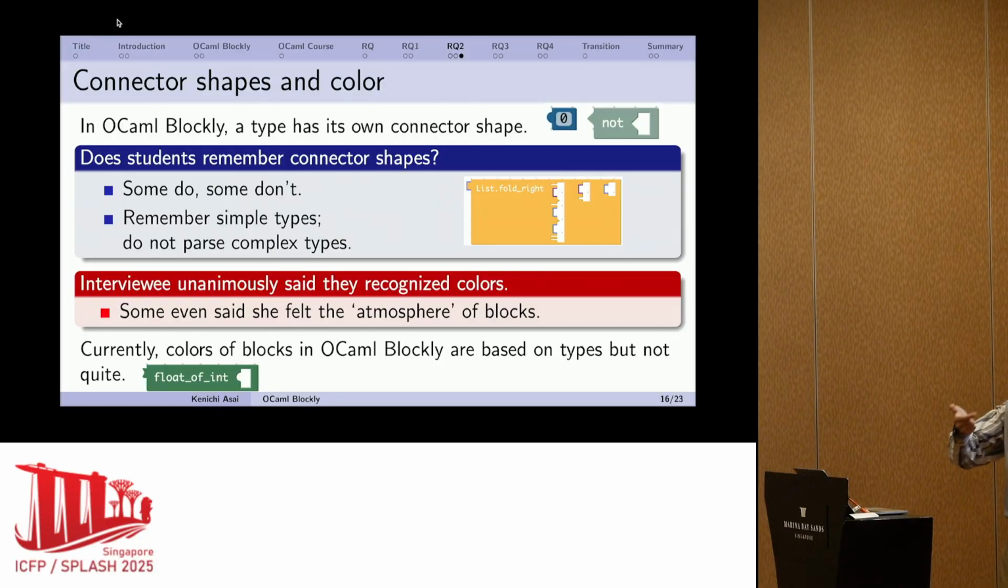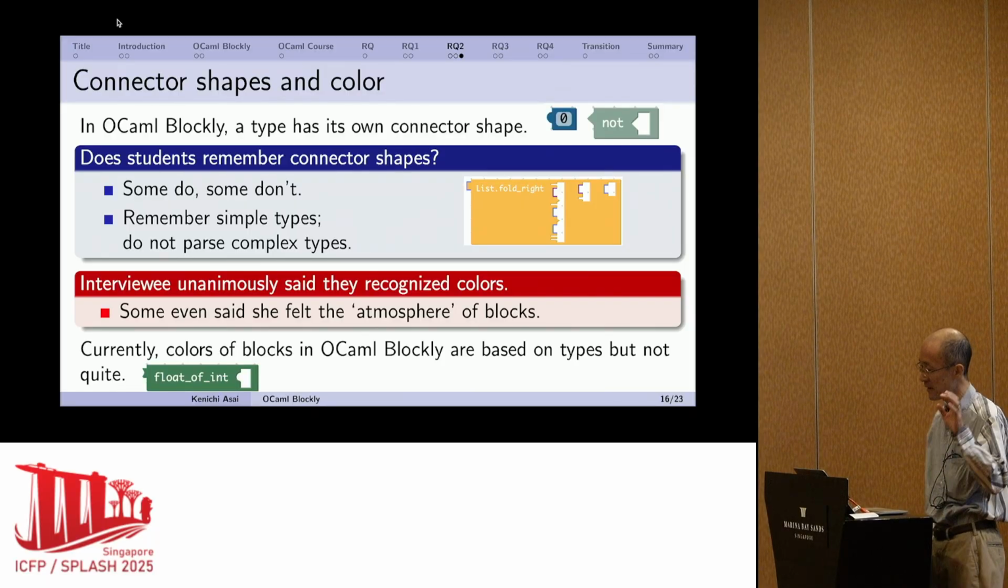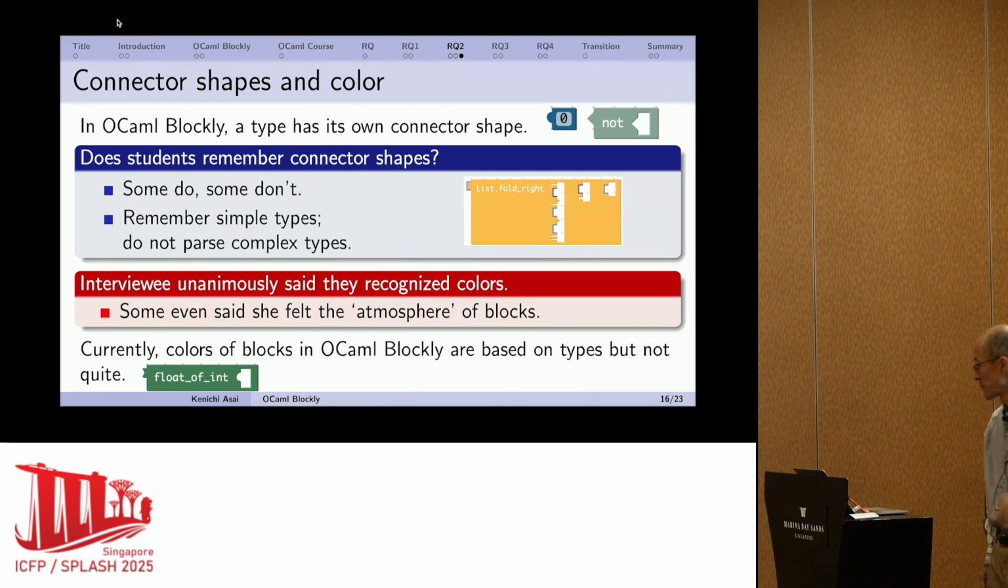And so I asked students, did you remember the connector shapes? And some said yes, some said no. And I tested them, and okay, so that's the result. Typically they remember simple types, but they do not parse the complex ones. So that is a block for fold right. And that big thing is the higher order function, and the connector shape shows that. They don't parse that, but still they can see that, oh, that part is complex, so that part must be a function. And so it seems they use that information there.